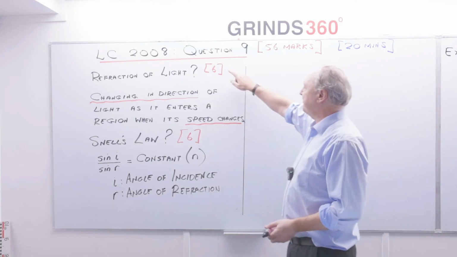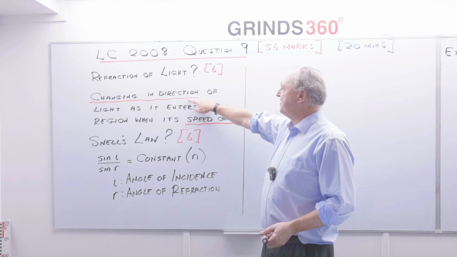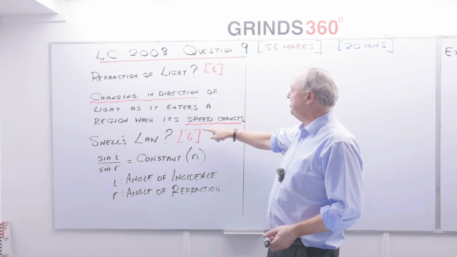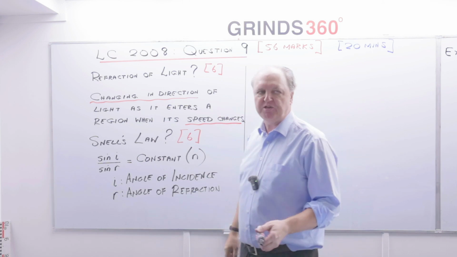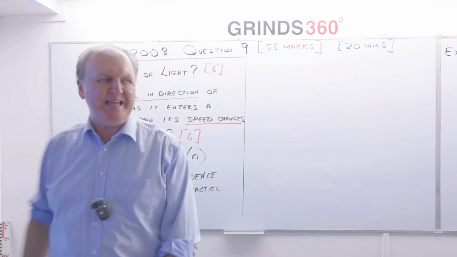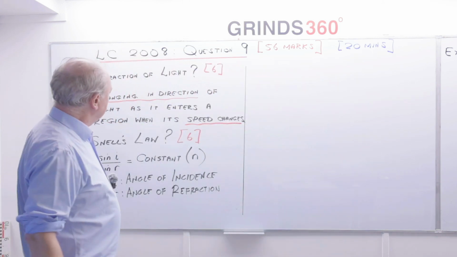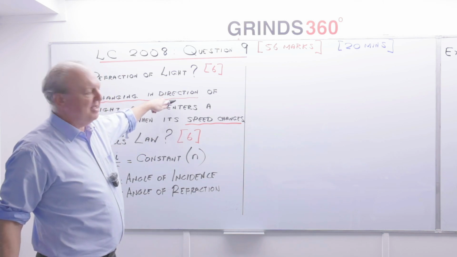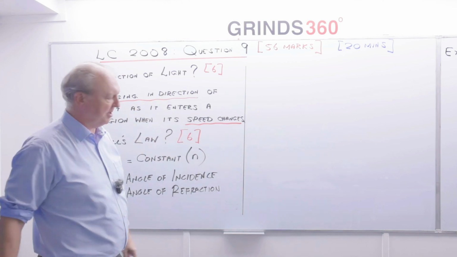So refraction of light for 6 marks. Refraction is the change in direction of light as it enters a region where its speed changes. They're the 2 points I need to make. So it'll be 6 altogether. It'll be 3 for the change in direction and 3 for the speed changing.